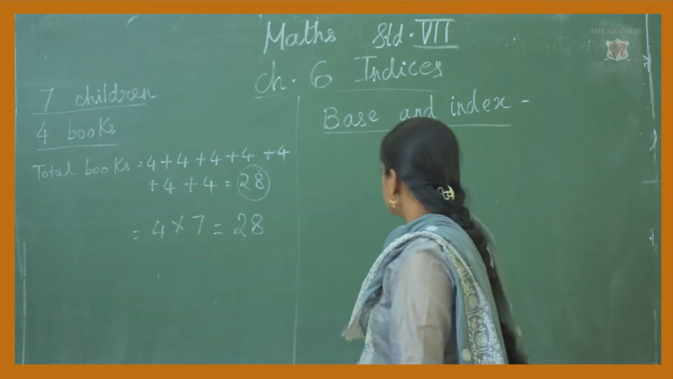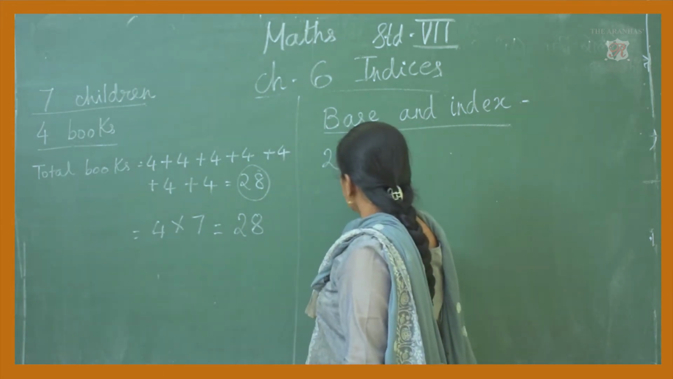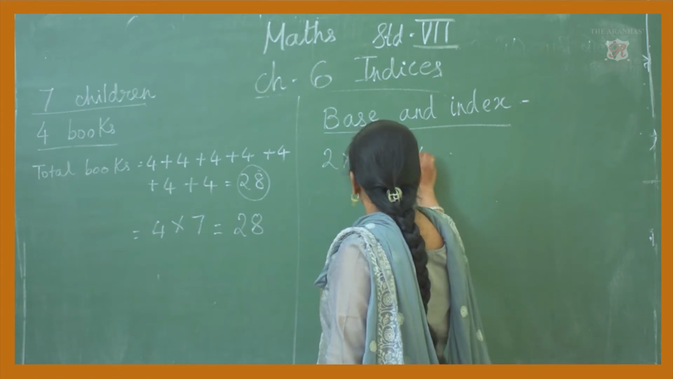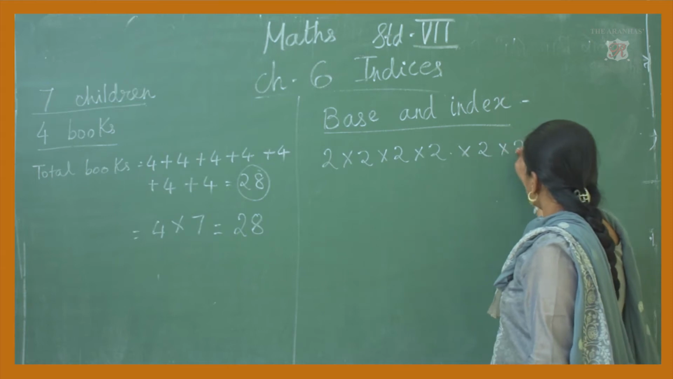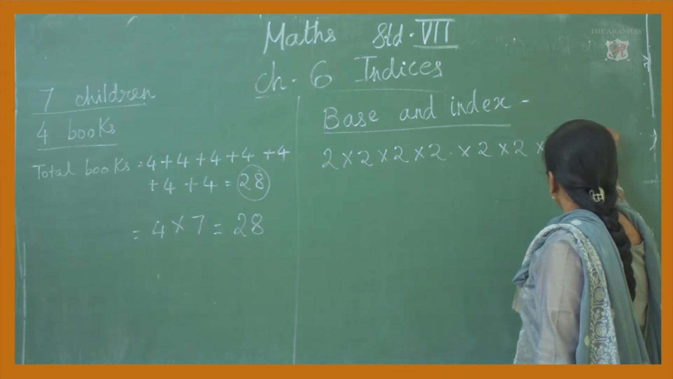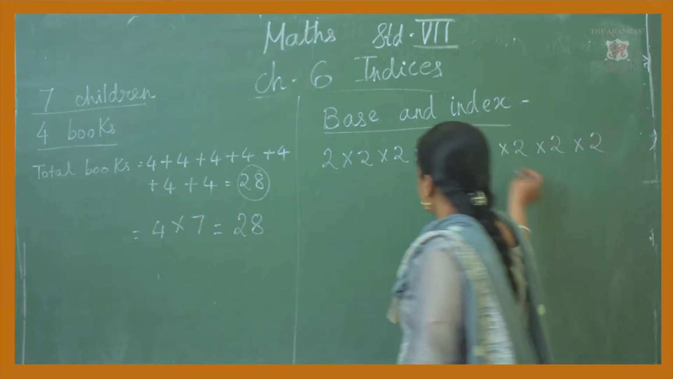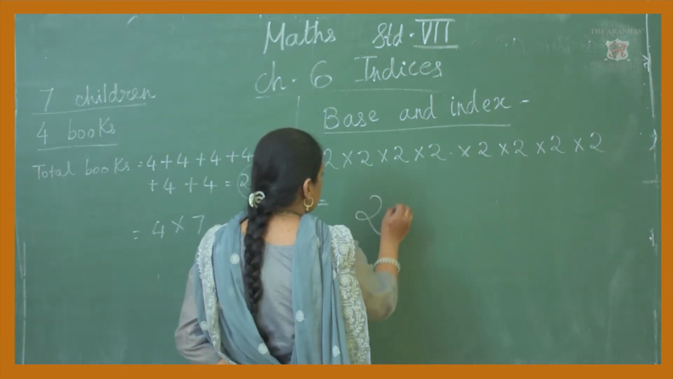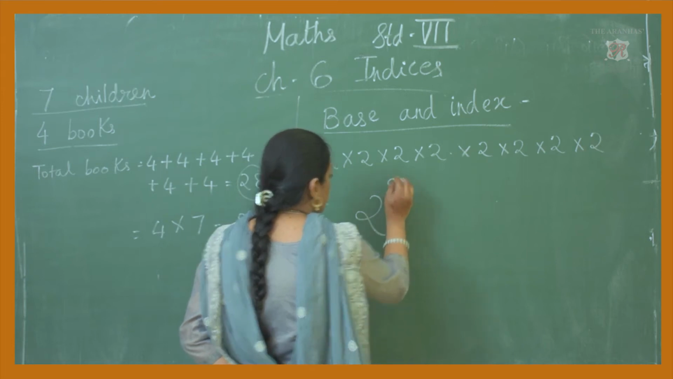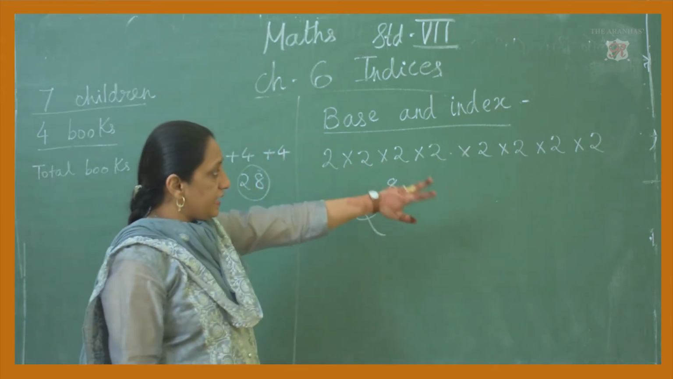That can be written as 2. How many times? 1, 2, 3, 4, 5, 6, 7, 8. Here 2 is multiplied by itself 8 times. You can write this as 2 raised to 8. 2 is multiplied 8 times.